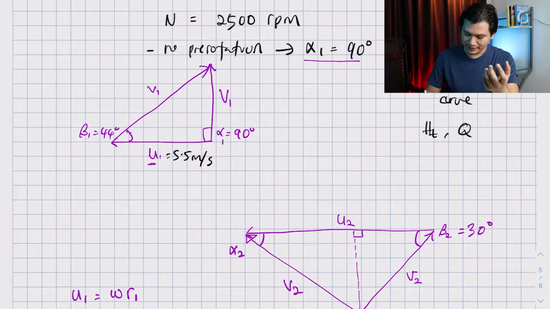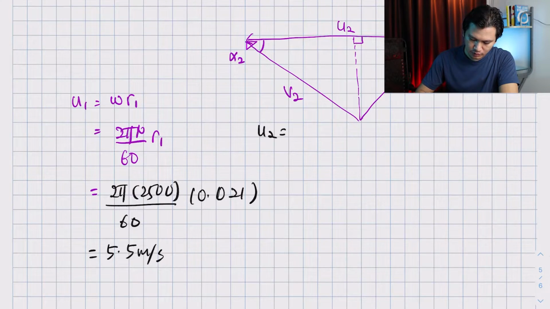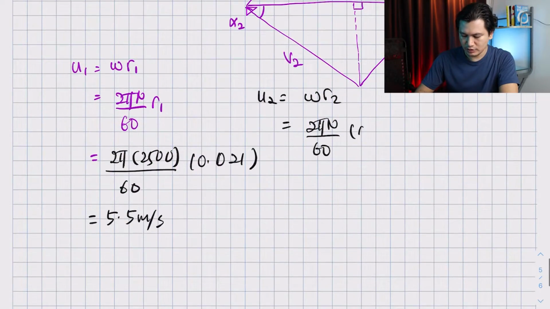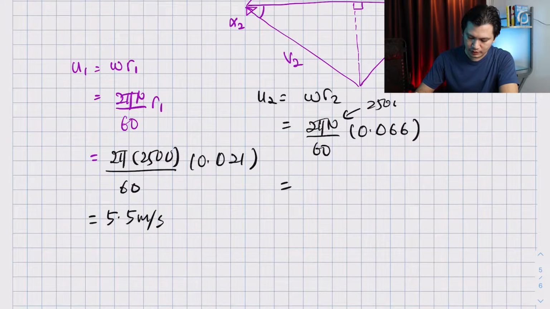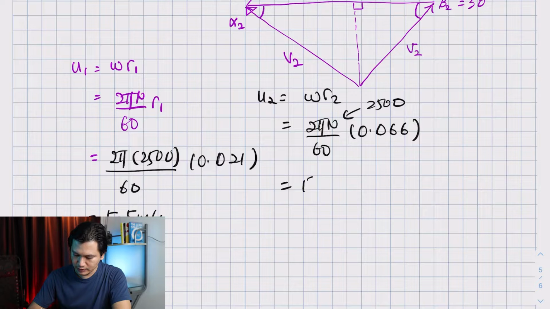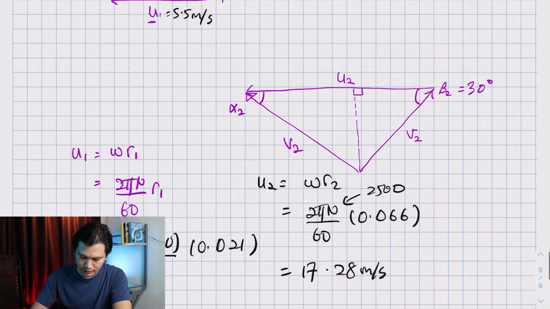Now that we have U1, with a similar strategy we're going to find U2. So U2 is omega R2. This is 2 pi n divided by 60 times R2, and R2 is 66 millimeter, so this is 0.066. Remember n is 2500. This is equal to 17.28 meter per second. And I'm just going to label it here: this is 17.28 meter per second.